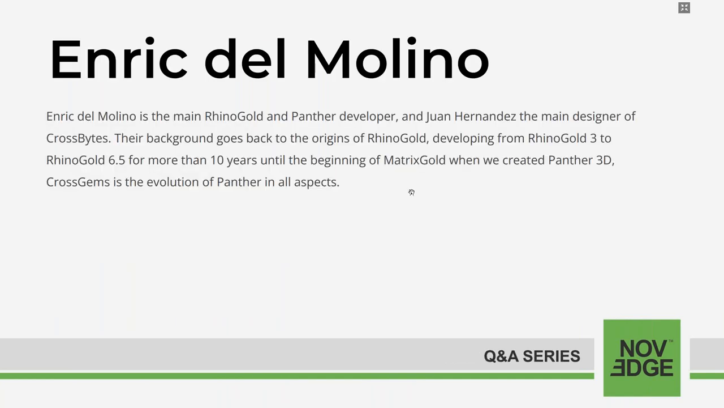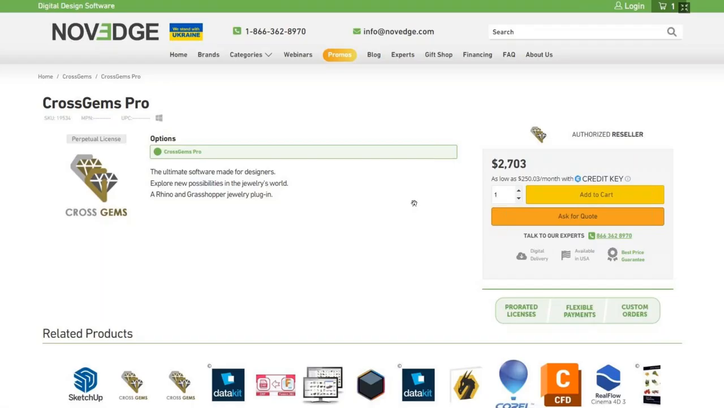Today's webinar presenter, Enric del Molino, who is the main RhinoGold and Panther developer, and Juan Hernandez, the main designer of CrossGems. Their background goes back to the origins of RhinoGold, and they are the ones who also created Panther 3D. So basically, what they're telling us today is that CrossGems is an evolution of Panther in all aspects. So this is super exciting.